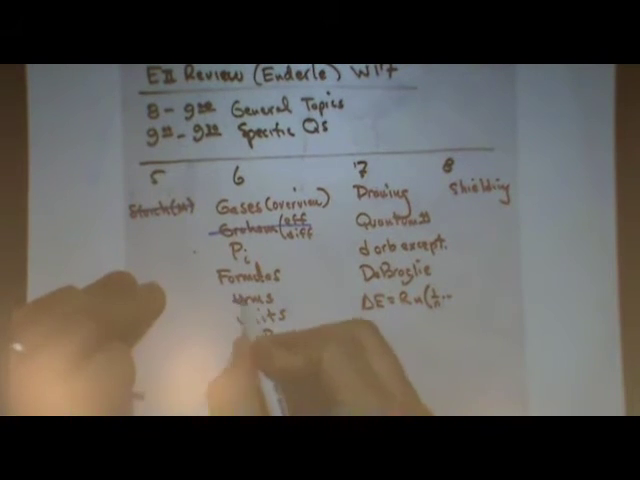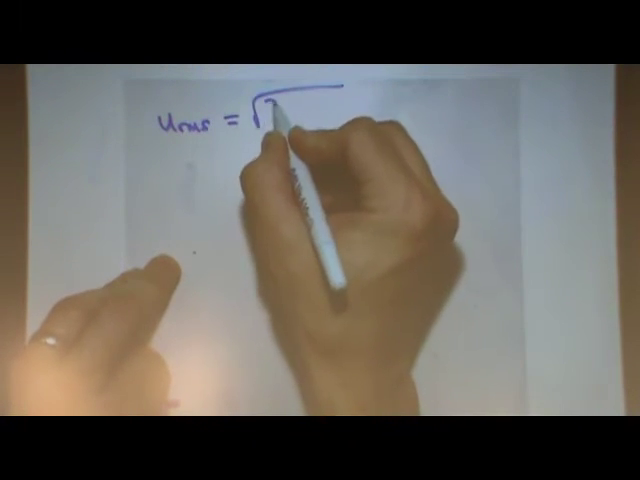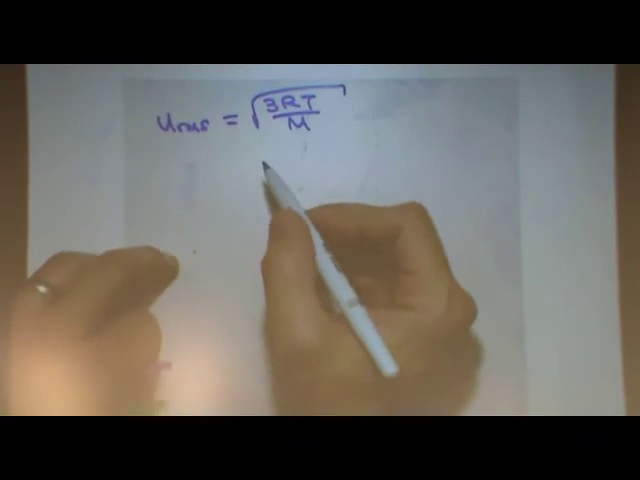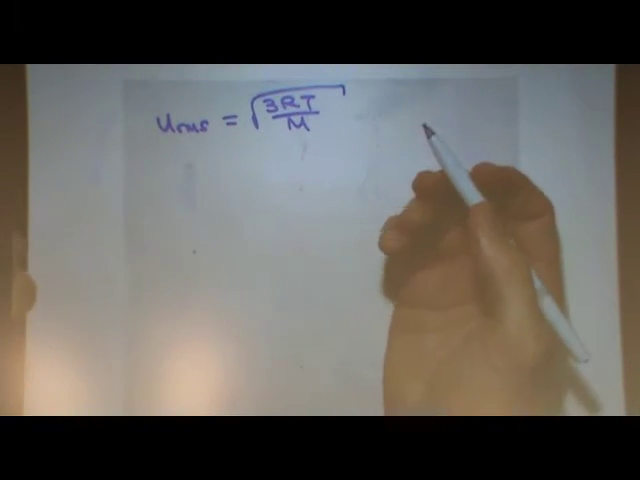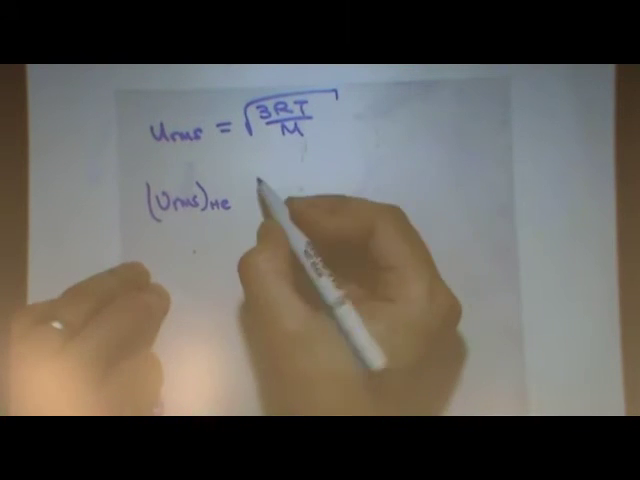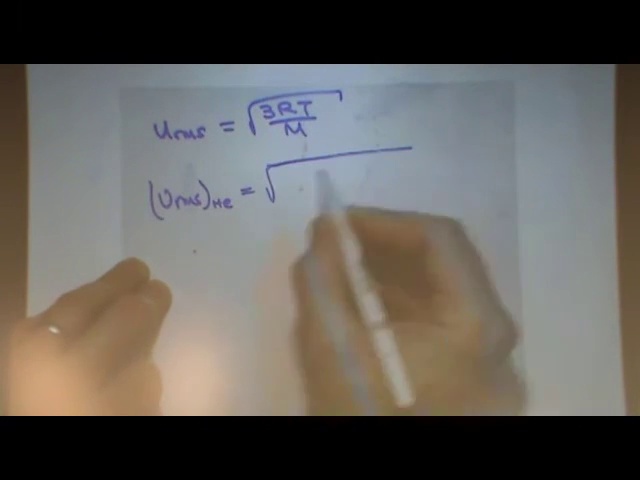Let's do the root mean square velocity. The root mean square velocity, U_RMS, is the square root of 3RT over M. This is just a plug and chug sort of formula. So you would be given really only one variable, temperature. So if you had this for helium, as an example, all you need is the temperature.